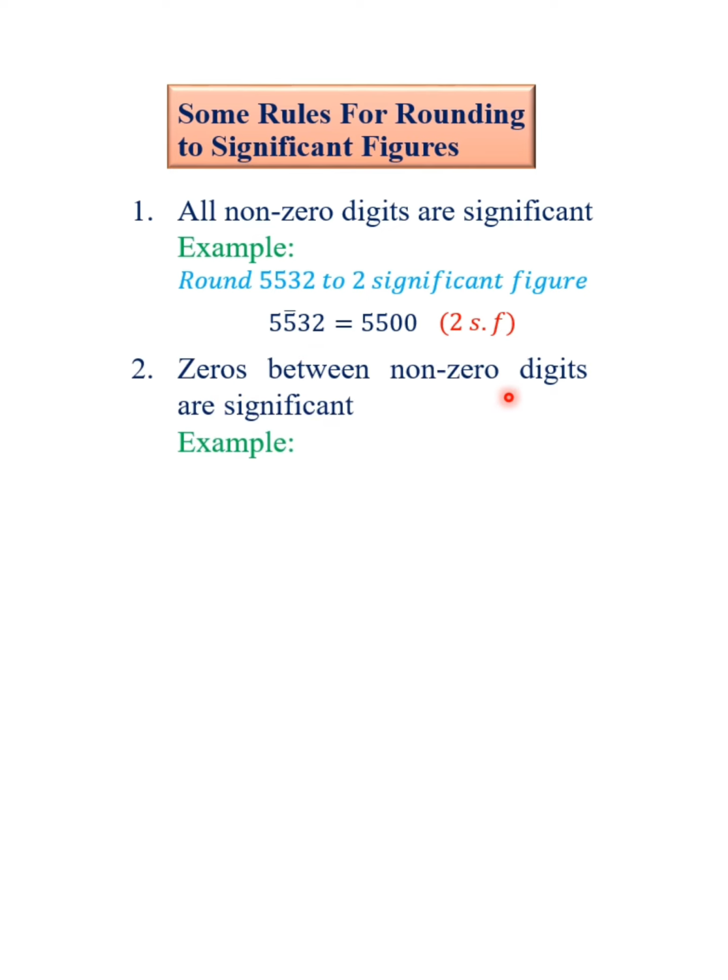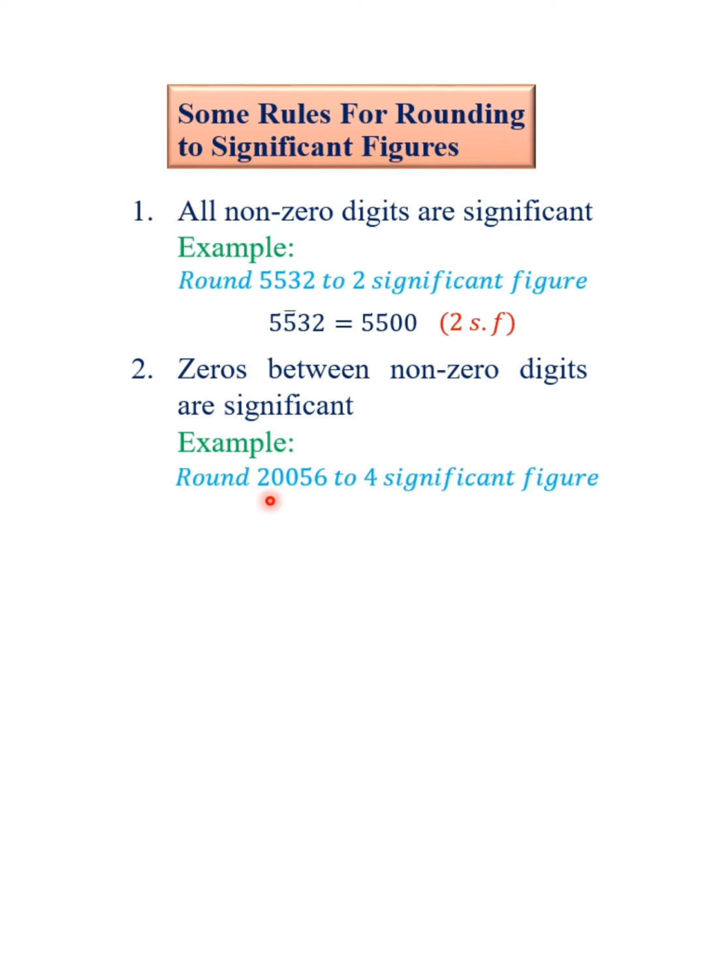Zeros between non-zero digits are significant. What it means is that, let's look at an example. If you are to round 20056 to 4 significant figures, though the general idea is that zeros are non-significant, in the case where the zeros are between non-zero digits, such as we have here, between 2 and 5 and 6, we have 2 zeros. Since these 2 zeros are between non-zero digits, they become significant. In other words, this figure has 5 significant figures: 1, 2, 3, 4, 5. We're counting the 2 zeros because they are between non-zero digits.